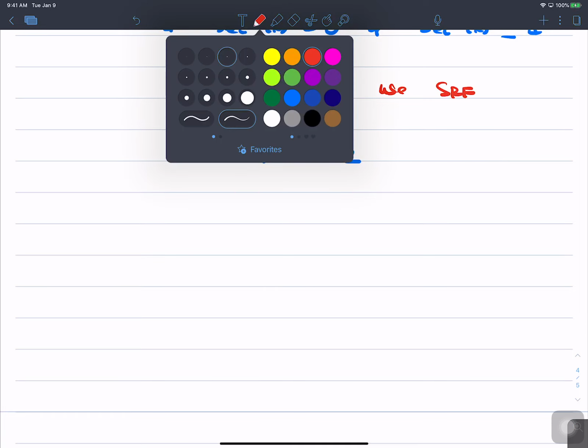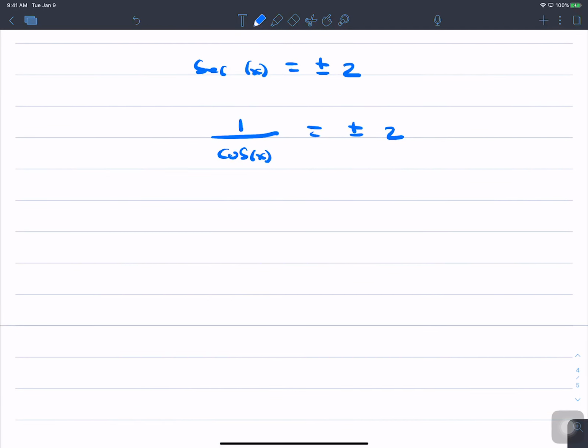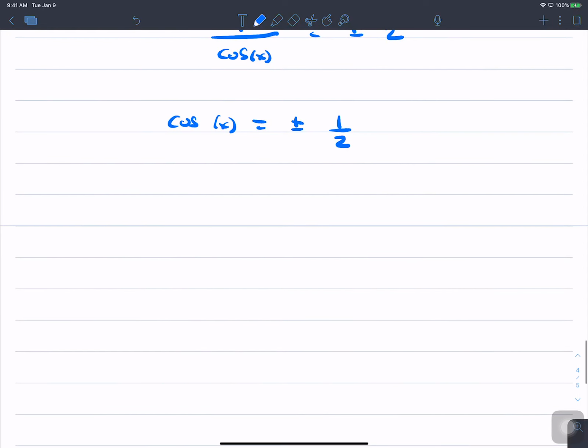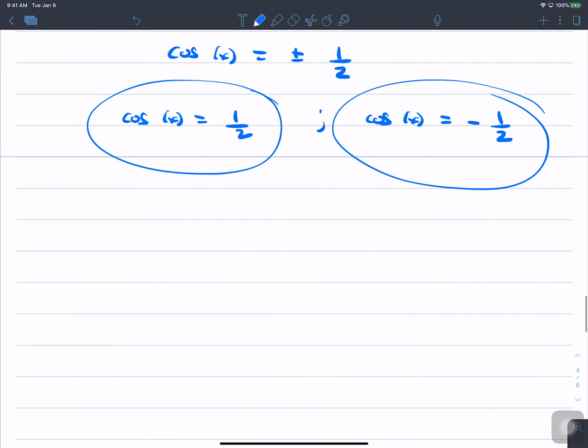Now, secant is the reciprocal of cosine. So we have 1 over cosine is plus or minus 2. And solving for cosine now, cosine's plus or minus 1/2. So that means two things. It means cosine is positive 1/2, and it means cosine is negative 1/2. So we got two trig equations. Okay, so there's two trig equations to solve here.